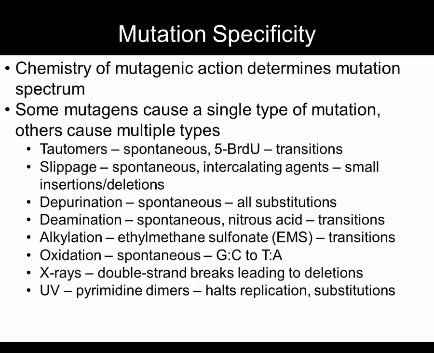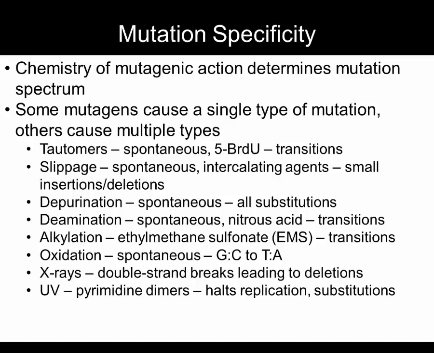Tautomeric shifts can occur spontaneously in normal bases and more frequently in base analogs, and they cause transitions in both the AT to GC and GC to AT directions. Slippage can also occur spontaneously, or be induced with intercalating agents, such as proflavin, leading to small insertions and deletions. Depurination is spontaneous and can lead to all types of base substitutions.